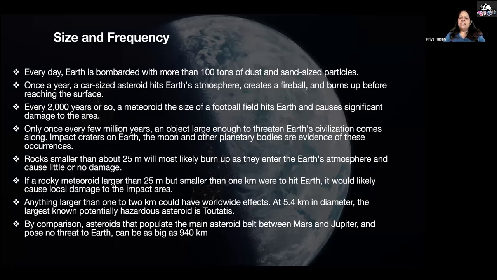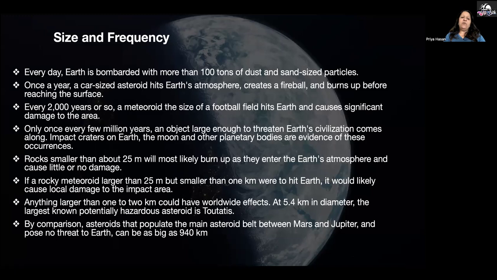Once a year, a car-sized asteroid hits the Earth's atmosphere, creates a fireball, and burns up. This is similar to what we call shooting stars, right? You see it burn up higher up in the atmosphere. But every 2000 years or so, you could have a meteorite the size of a football field, which could actually hit the Earth and cause significant damage. And once every few million years, you could have something threatening like the one which hit the dinosaurs.